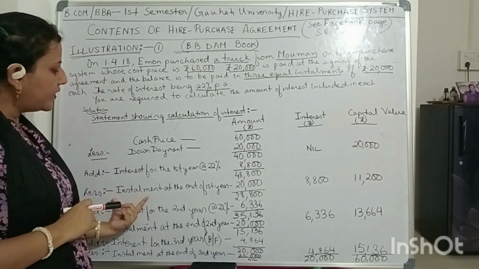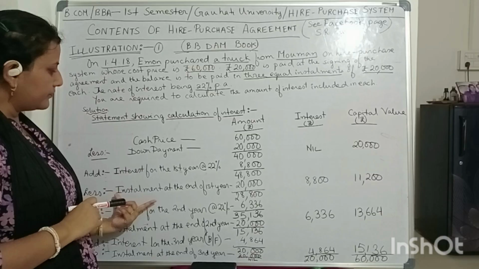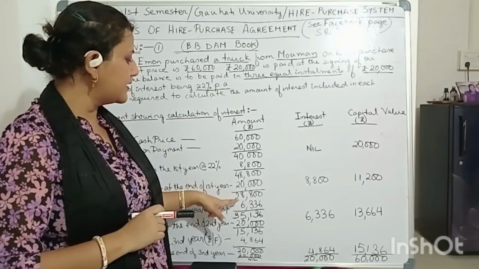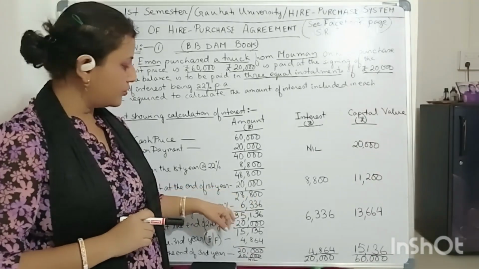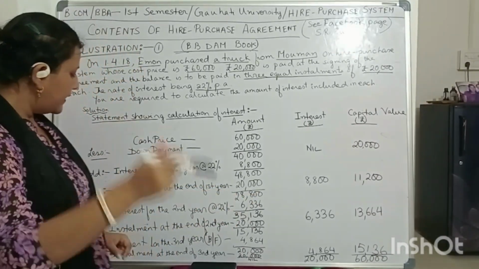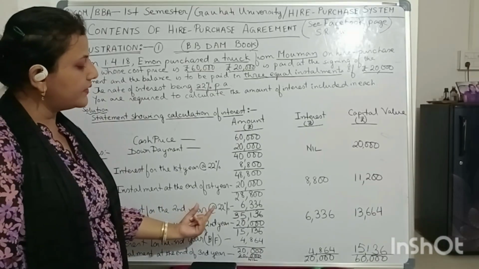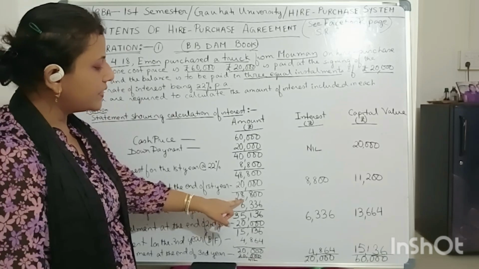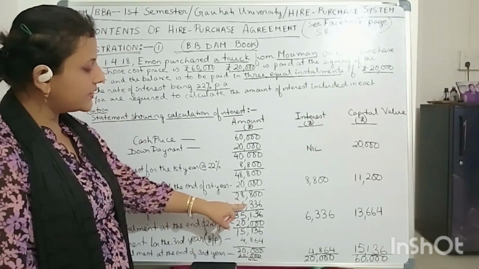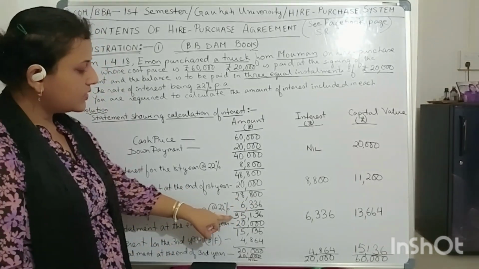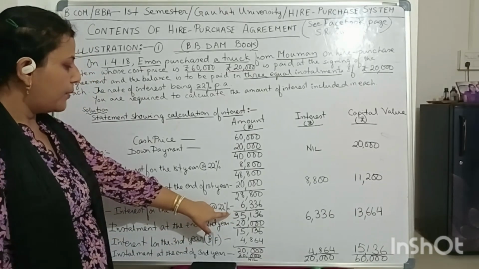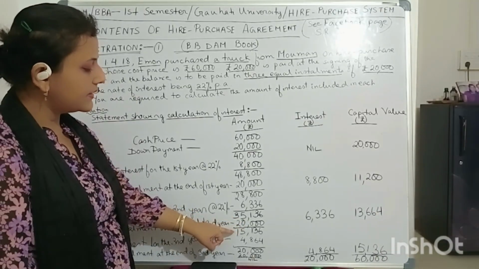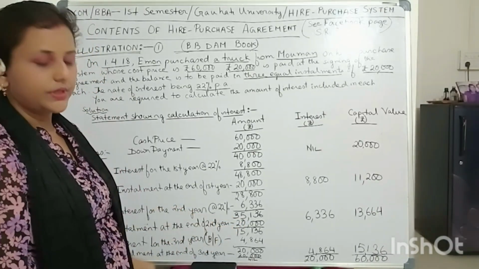Then the first year installment is to be deducted. So 20,000 is deducted and this amount is taken out, giving 28,800. Then again interest for the second year at the rate of 22% is added, so 22% of 28,800 is 6,336. From this amount, the second year installment of rupees 20,000 is deducted, and this amount is obtained.